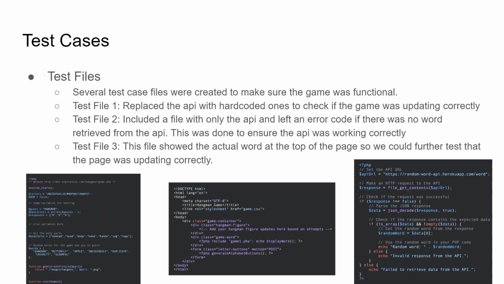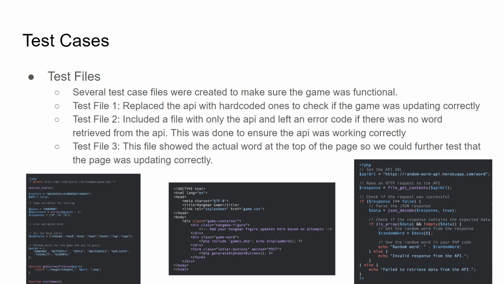So with all these challenges that we had, we did do a couple of test cases. There are quite a few actually. So we did these to make sure that the game was functional. So one of the test files we had was replace the API with hard-coded words instead of randomly generated ones to make sure the game was updating correctly. So we kind of already knew what the word was, so we would know if it was functioning properly.